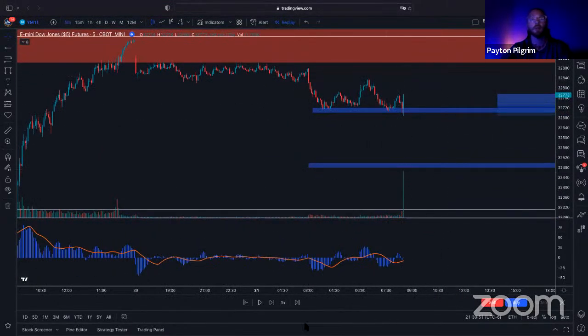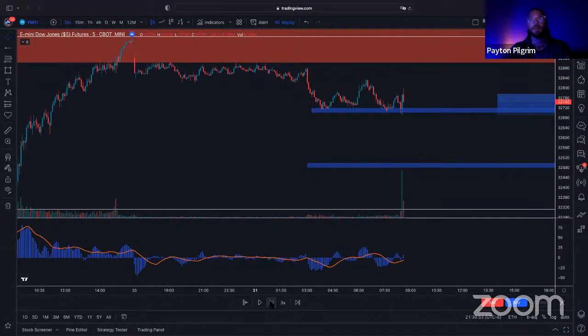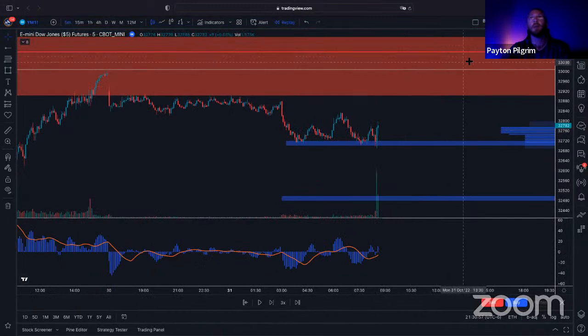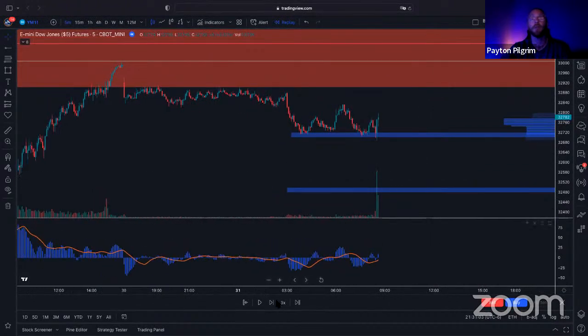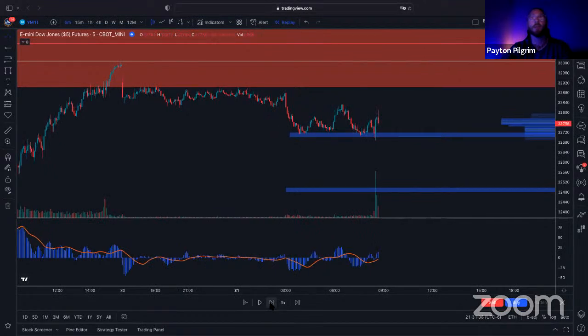Okay, it looks like it's going to continue up. We're not going to buy into this yet because this is a supply zone. We would need it to come way down here if we're really looking to buy it. If it comes way up here and gives bearish divergence, I'll look for the sell.